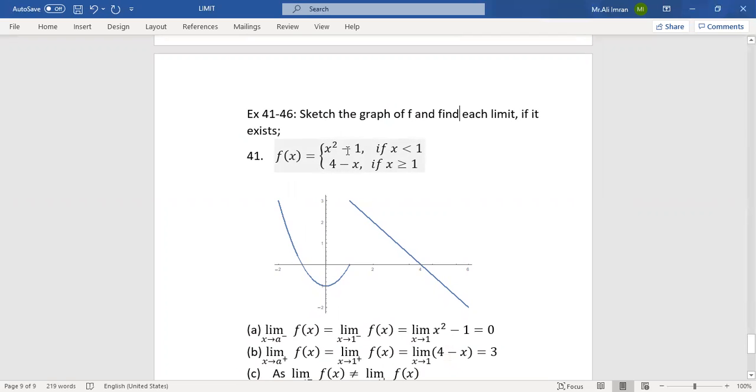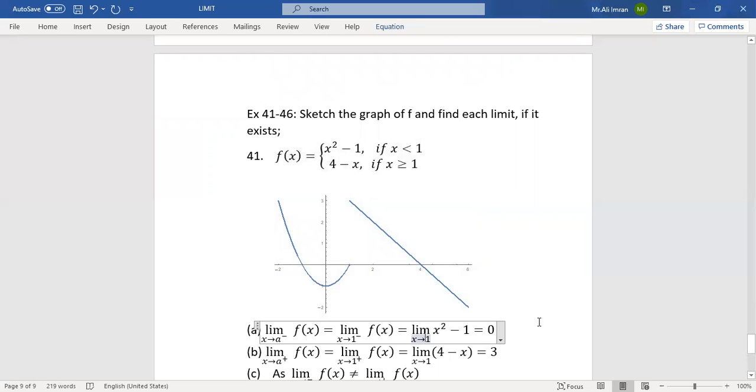For x squared minus 1, we will have a parabolic function, and it will end at x equal to 1, where we will have the limiting value. And 4 minus x is a linear function. Its graph will be a straight line.